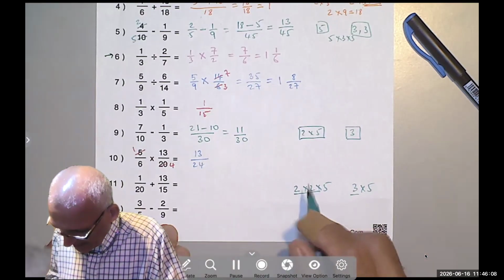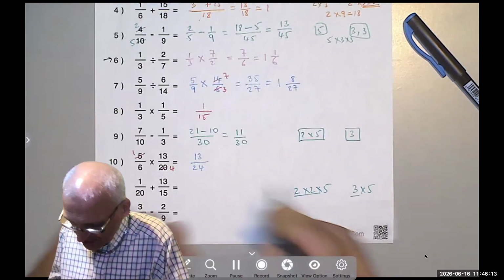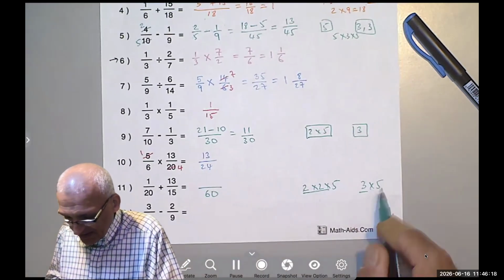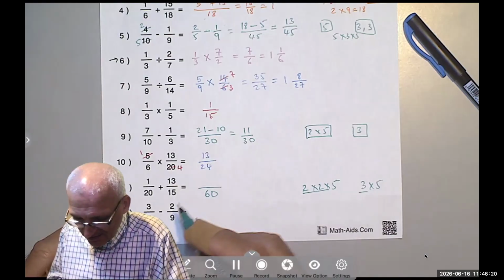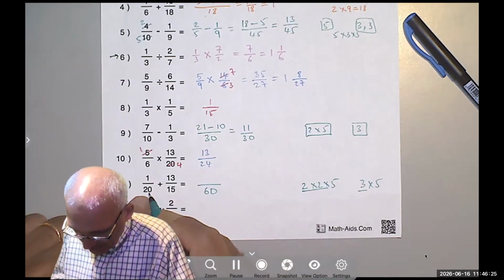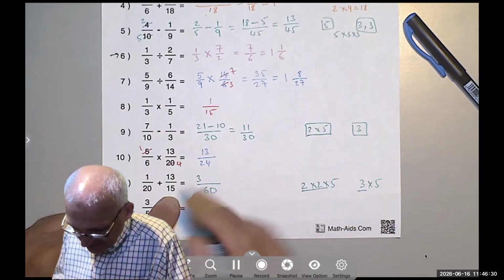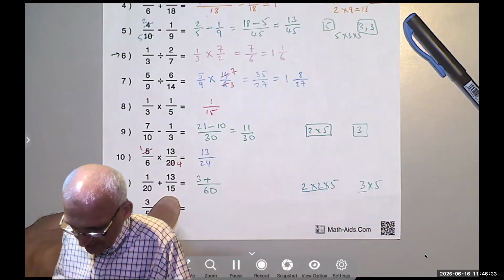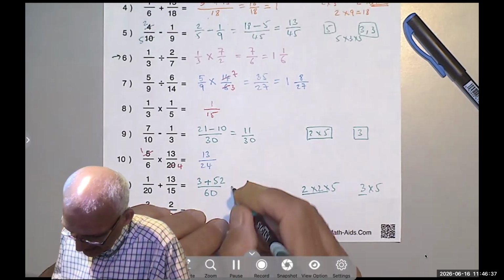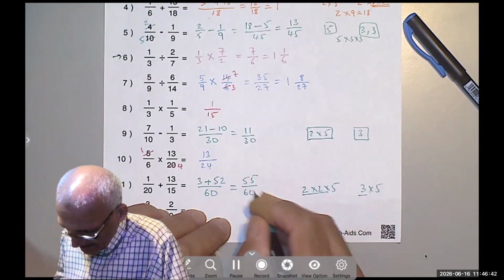So I multiply 2 times 2 times 5, which was 20, times 3. So it's 60. Because they have something in common, I cannot just multiply this times that. I have to say 60 divided by 20 is 3, times 1 is 3. 60 divided by 15 is 4, and 4 times 13 is 52. I add them up, I get 55 over 60.